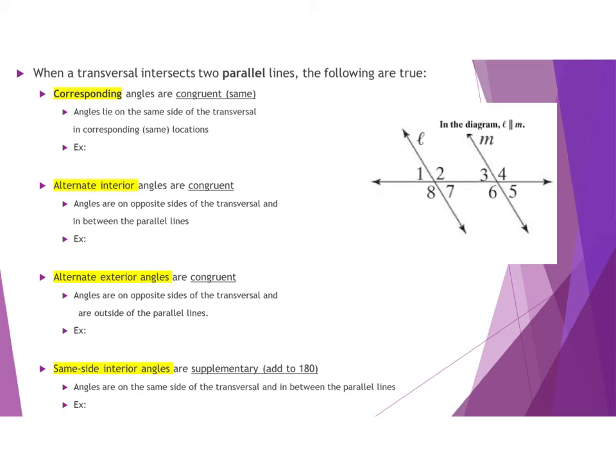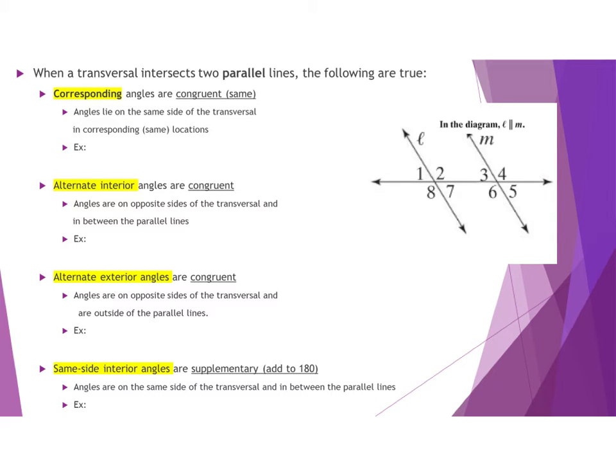Okay, so when you have a transversal that intersects two parallel lines, here I can see that L and M are parallel lines, and I'm told that right here. I have this line that's going through them, and this line is what we call the transversal. So if a transversal is intersecting two parallel lines, then the following items are true.